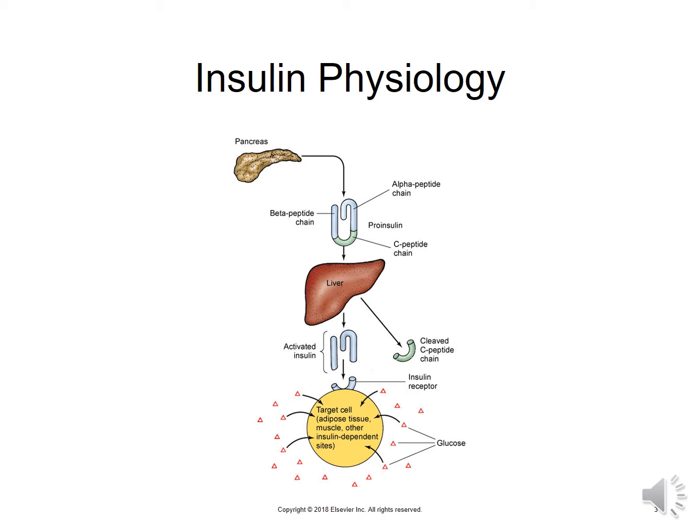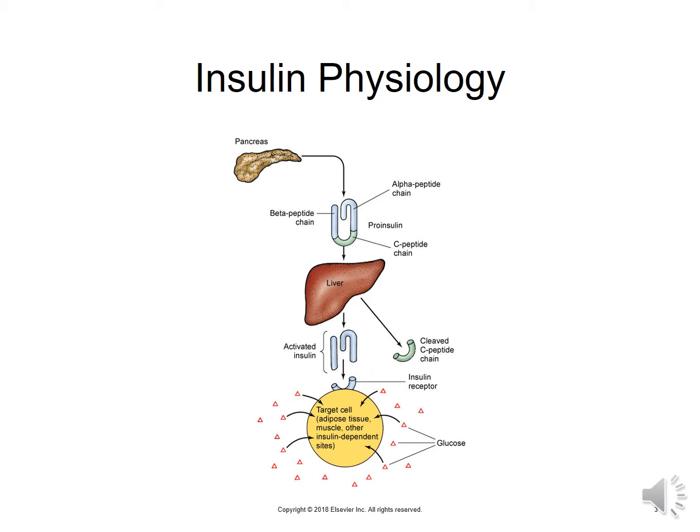So where is insulin made? Of course, it's made in the pancreas, and where specifically in the pancreas is the islets of Langerhans beta cells. The pancreas also has alpha cells that produce glucagon, okay? So what happens is the pancreas releases proinsulin, and then it travels to the liver where a peptide chain is broken off and it becomes activated insulin, which travels to the target cells to provide glucose for fuel.